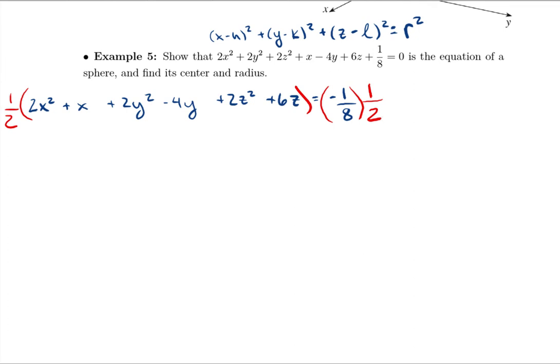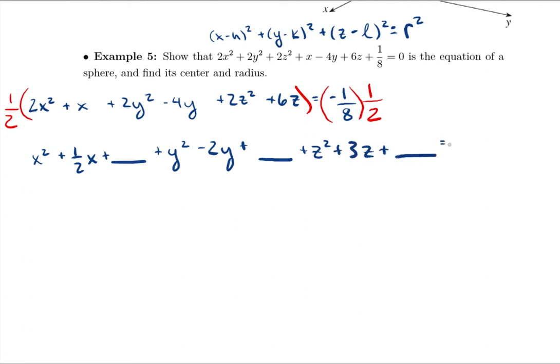And so I distribute that through, and I get x squared plus 1/2 x. And then when completing the square, we know we got to add something, right? So I'm going to leave a little blank here. And then I'm going to say plus y squared minus 2y plus something, and then plus z squared plus 3z plus a little something, and that's going to be equal to negative 1/16 plus all these things that we are going to decide to add on the left side, right, to balance everything out.